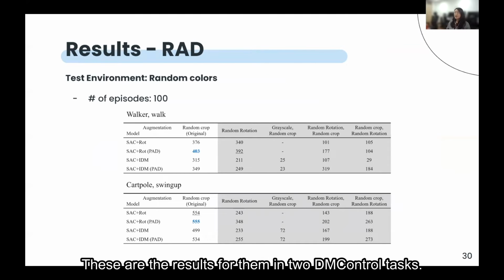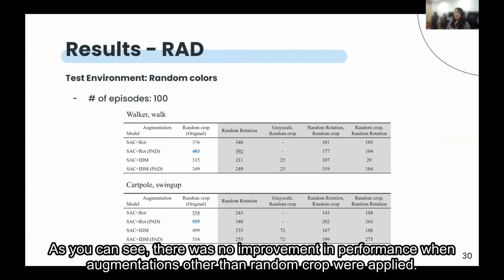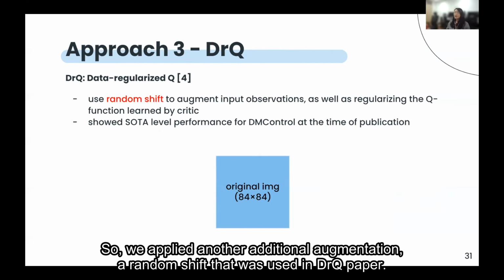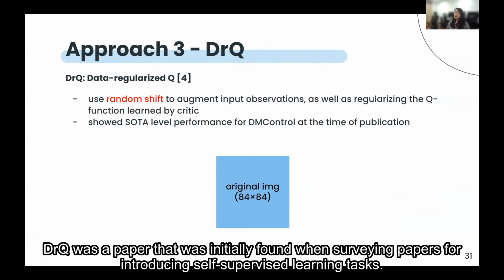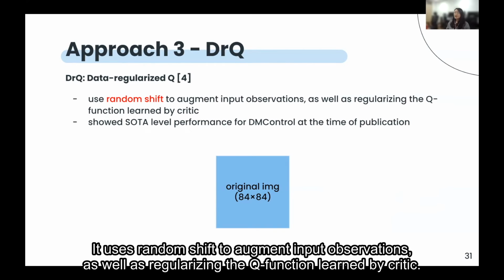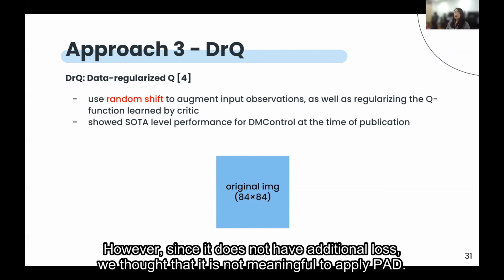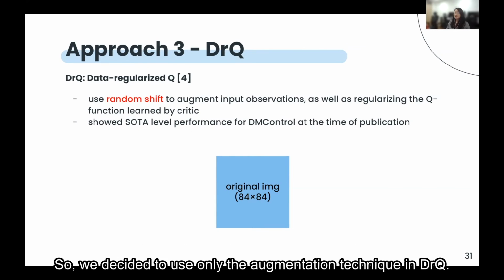These are the results for them in DM control tasks. As you can see, there was no improvement in performance when augmentations other than random crop were applied. So we applied another additional augmentation, a random shift that was used in the DrQ paper. DrQ was a paper that was initially found when surveying papers for introducing self-supervised learning tasks. It uses random shifts to augment input observations as well as regularizing the Q function learned by the critic. However, since it does not have an additional loss, we thought that it is not meaningful to apply PAD. So we decided to use only the augmentation technique in DrQ.